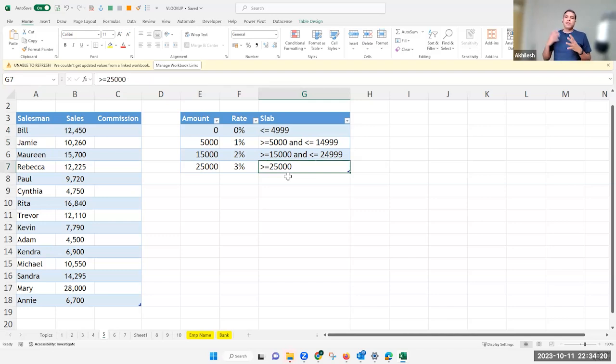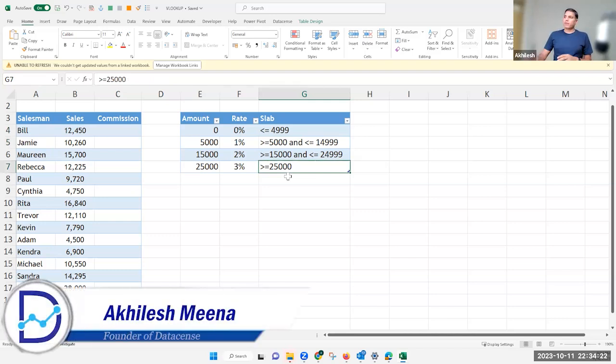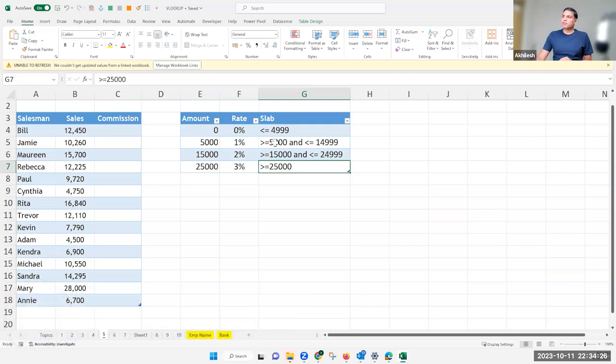If you want to use VLOOKUP for this situation, what was the situation here? 0 to 5,000, 5,000 to 15,000, or just less than that, 15 to 24,999. So focus on the starting part. Let's say I type here 0 to this amount. Okay, so this is the description of the slab. But I am writing a point which is lower point of my range. 0 to 499, I have taken 0.